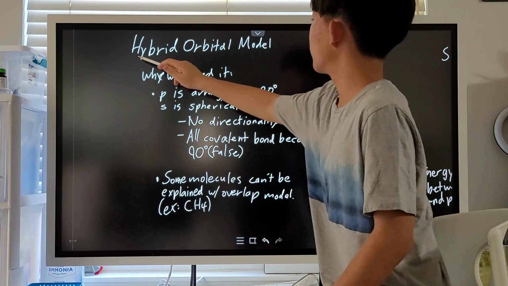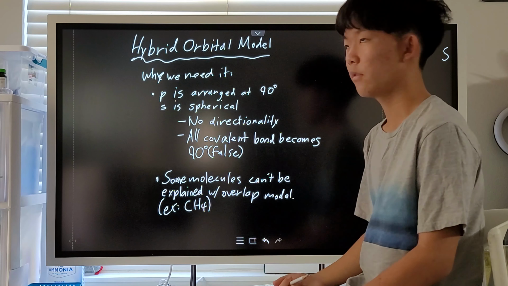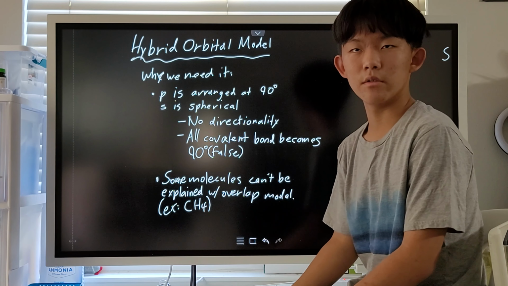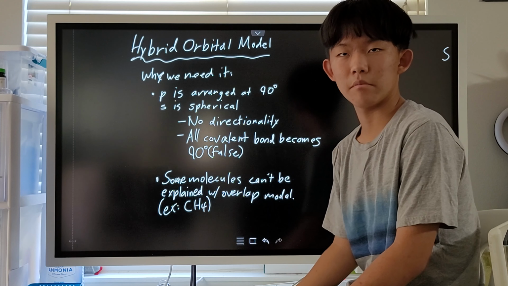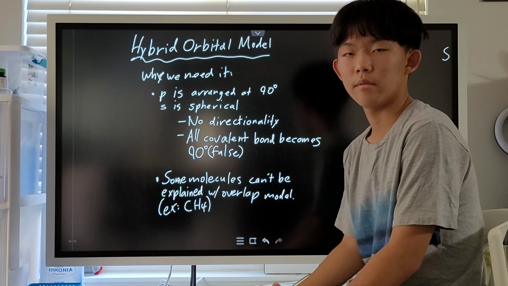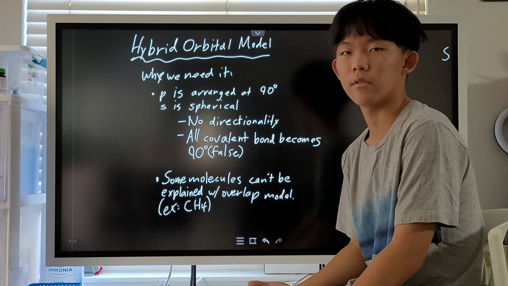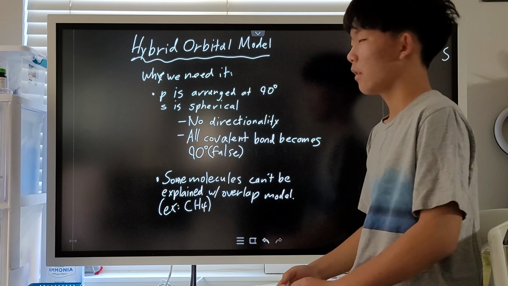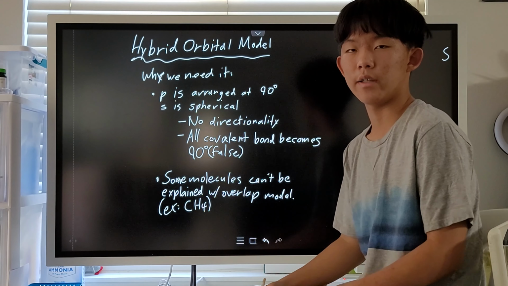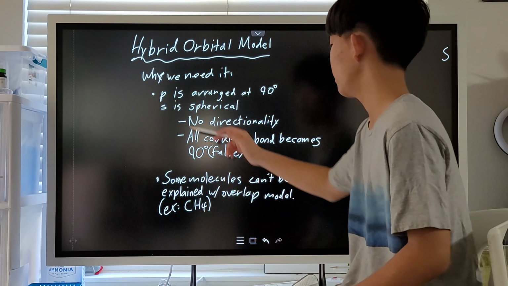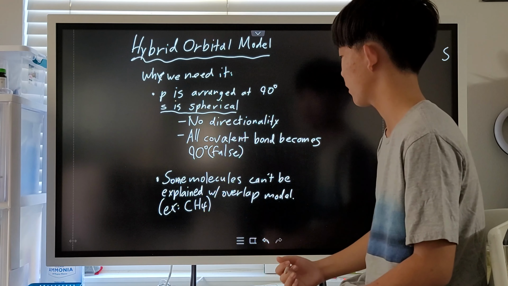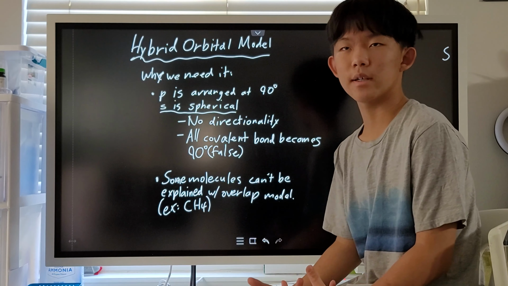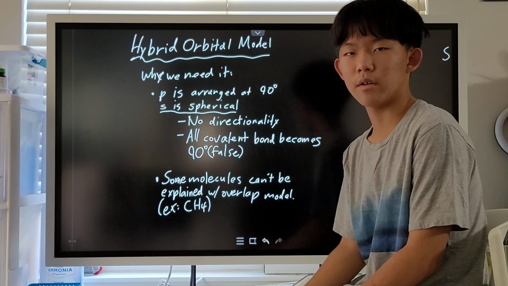Now let's look at the so-called hybrid orbital model. We already saw that the Lewis structure is a great way to represent most atoms and molecules, actually most molecules. But we need this hybrid orbital model because the p orbitals are always arranged at 90-degree angles, and in the meantime, s orbitals are spherical. Except this creates some problems.